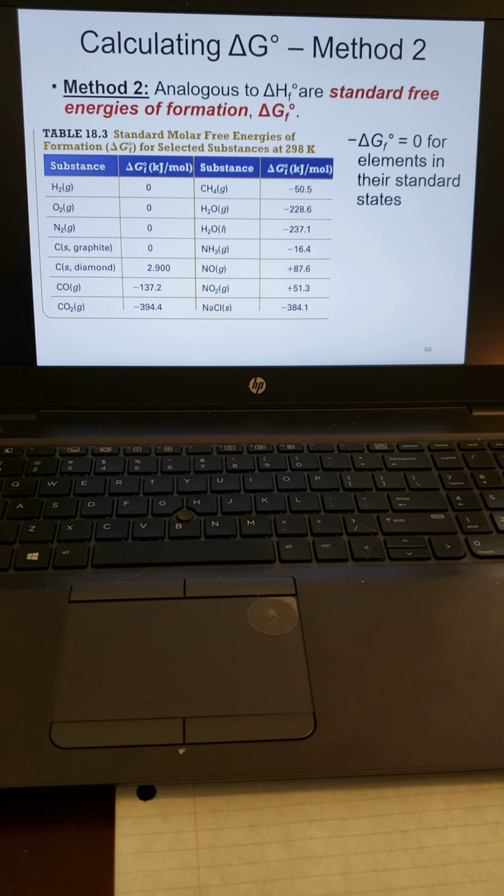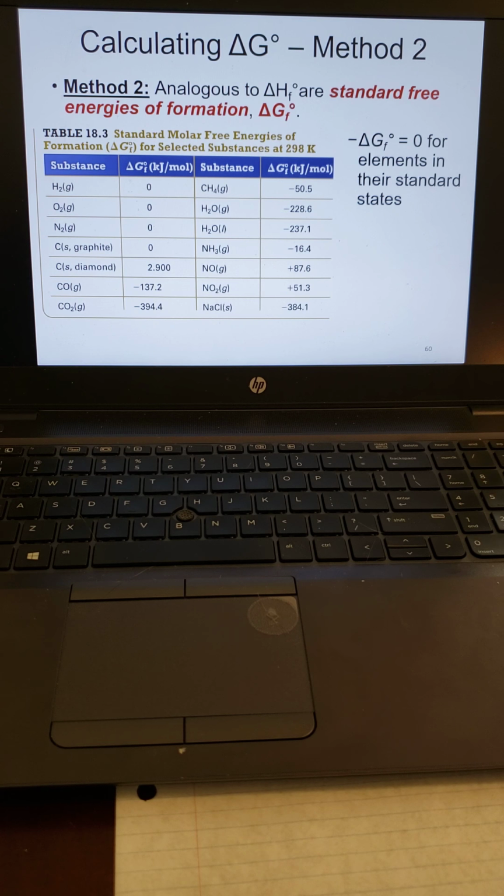All right, so we're picking up here with another method on how we can calculate delta G naught reaction. Just like there are heats of formation, where you do the sum of the heats of formation of the products minus the sum of the heats of formation of the reactants to figure out delta H reaction. And just like there are standard molar entropies, you can do the standard molar entropies of the products minus the standard molar entropies of the reactants to get delta S naught reaction.